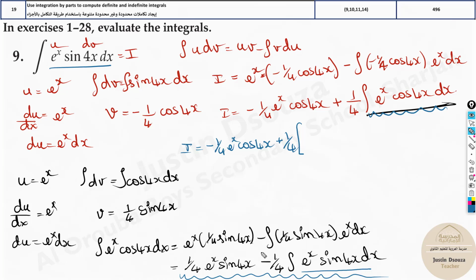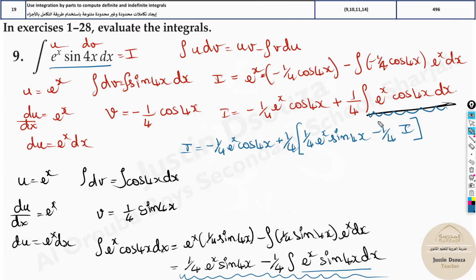I'll remove this 1/4, and 1/4 is entirely common outside. I'll just leave it, it's fine. It's 1/4 e to the power x sine 4x minus 1/4. Now what I'm going to do is, I know this integral of e to the power x cos 4x I assume to be I, right? Instead of writing the entire thing over here, I'll just write it as 1/4 of I.